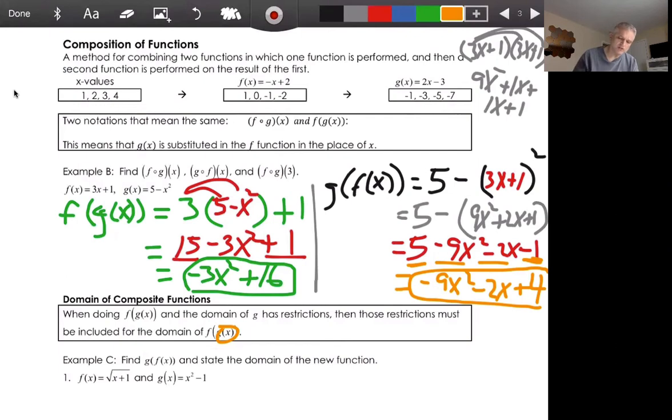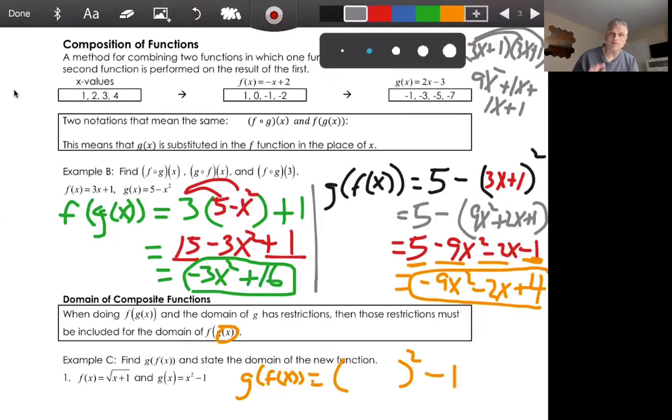So g of f of x says I'm going to take f of x and put it into the g function. The g function says I take something, I square it, and I subtract 1. So I'm going to take something, square it, and subtract 1. Now, don't be alarmed. This one is easy to simplify, because the f of x that we're going to substitute in for x is just square root of x plus 1.